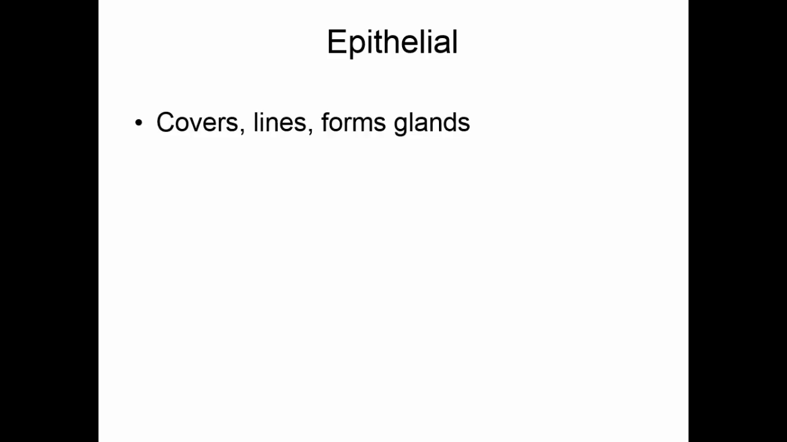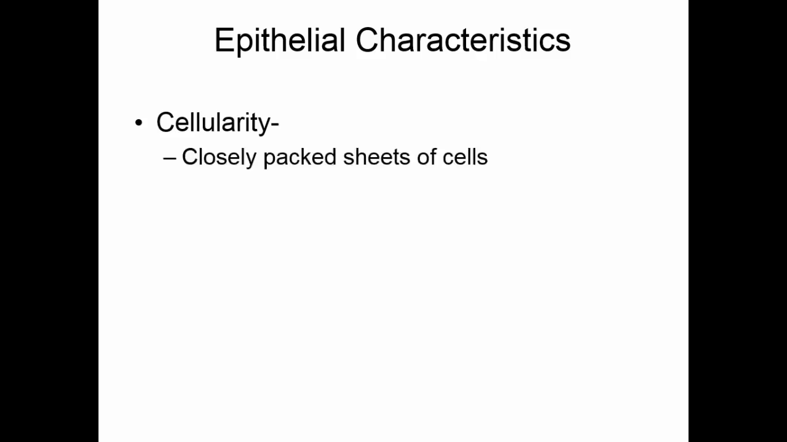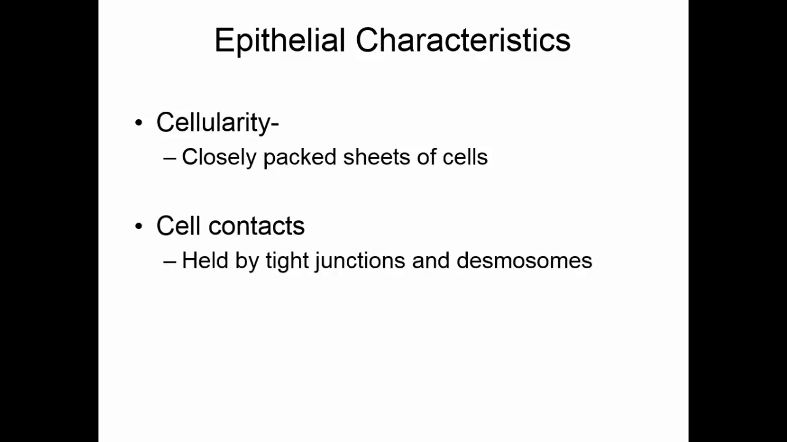Epithelial tissue covers surfaces, lines cavities, and forms glands. It has several functions: protection, absorption, filtration, excretion, secretion, and sensory reception. Epithelial tissues show cellularity, that is, the cells are closely packed together and tend to form sheets of cells. The cells are held together by either tight junctions or desmosomes. There is very little matrix between the cells. Matrix is non-living extracellular material, and these cells are packed very tightly together.